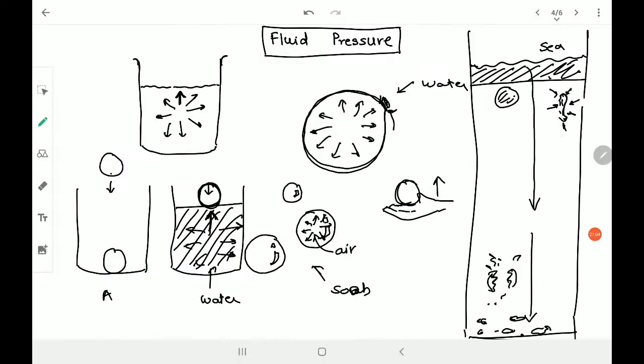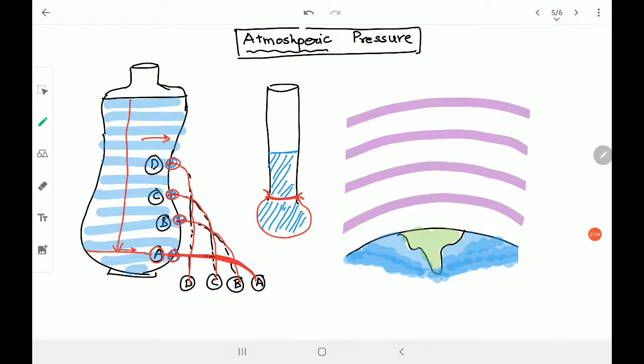This is what we have seen in the ocean as well. The depth is more, the pressure will be more. Right? As the depth reduces, the pressure also reduces.